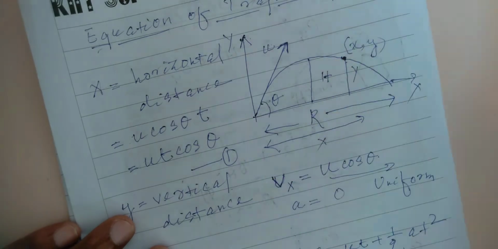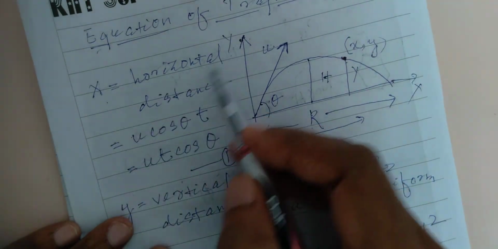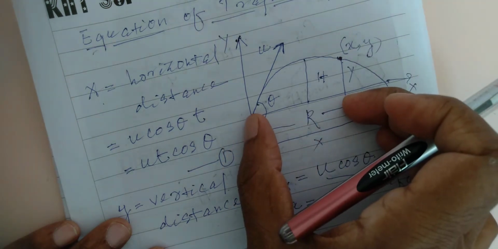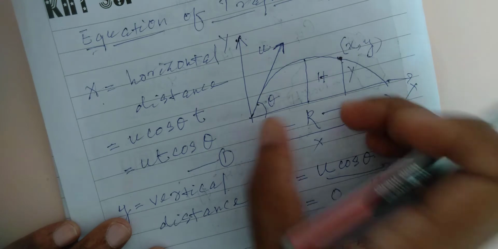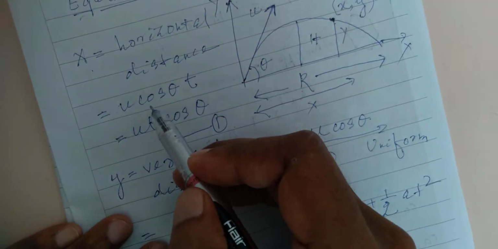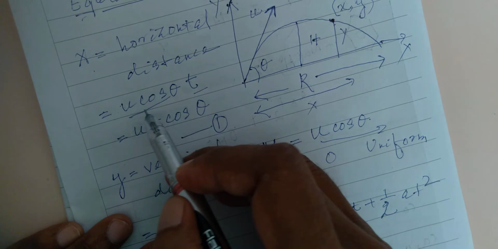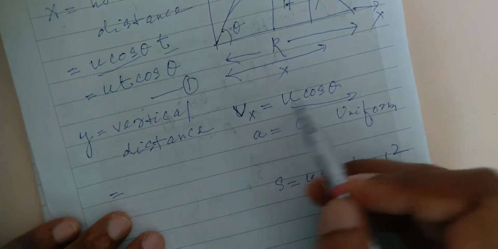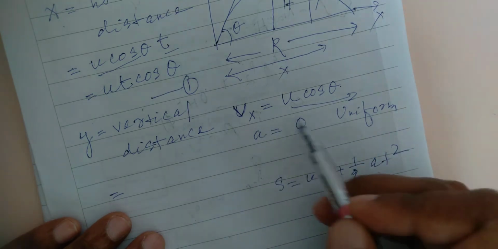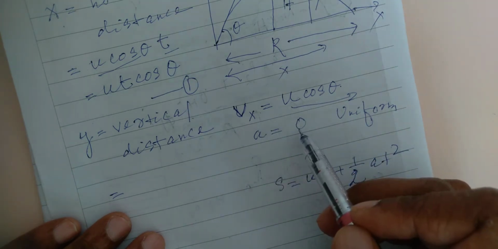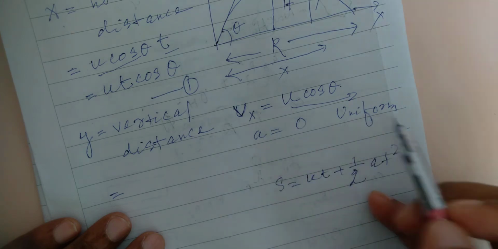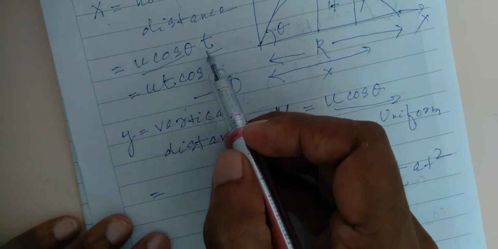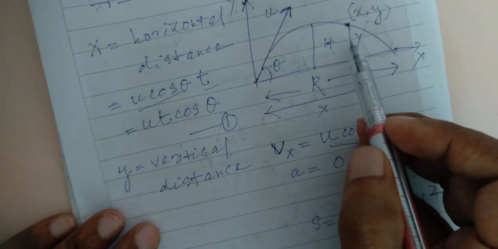So what is x? Horizontal distance from this point to this point. This is nothing but the x coordinate of this point. So what is horizontal distance? That is horizontal velocity into time. Horizontal velocity is constant, u cos theta, because along the horizontal direction acceleration is 0. No gravity is working, that's why it is uniform. So x is equal to u cos theta t, and t is the time taken by the particle to reach this point.